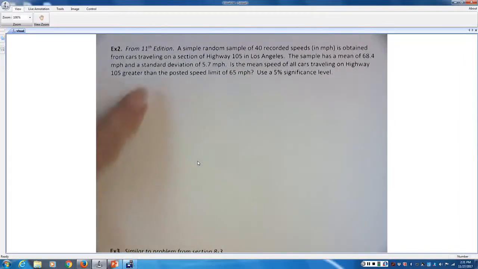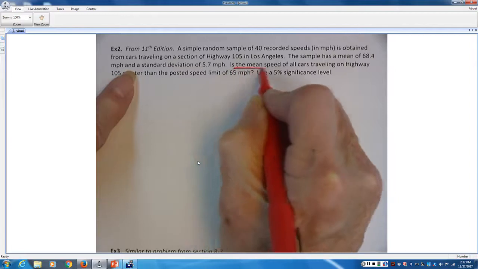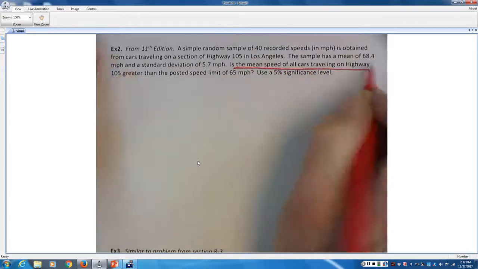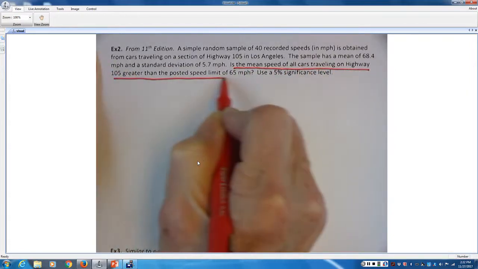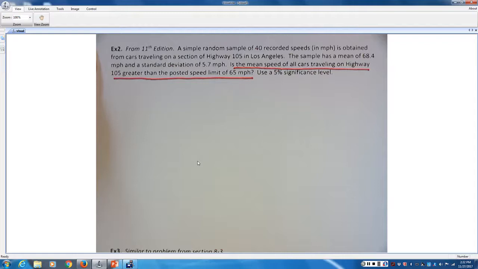Simple random sample of 40 recorded speeds in miles per hour is obtained from cars traveling on a section of Highway 105 in Los Angeles. Sample has a mean of 68.4 miles per hour and a standard deviation of 5.7 miles per hour. Is the mean speed of all cars traveling on Highway 105 greater than what is posted, which is the speed limit of 65 miles an hour?